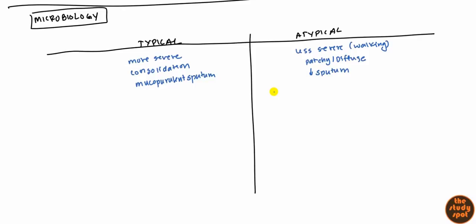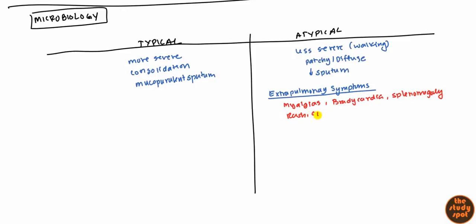Also in atypical, which really distinguishes it, you have extrapulmonary symptoms. These can be something like myalgia, so muscle pain, and bradycardia is one. You can also get splenomegaly. Patients also sometimes come with rash, and you can even have CNS problems.